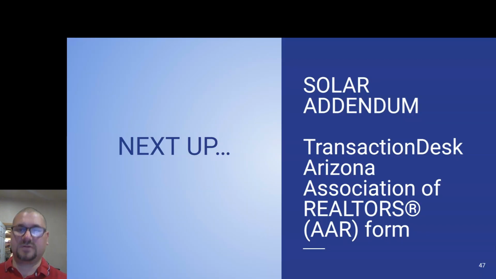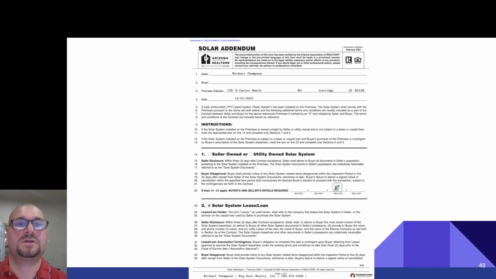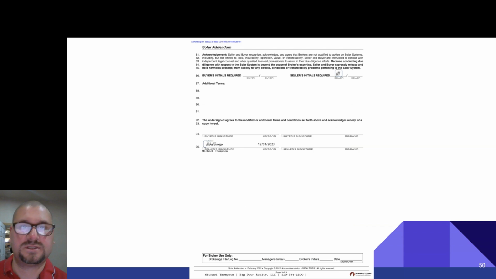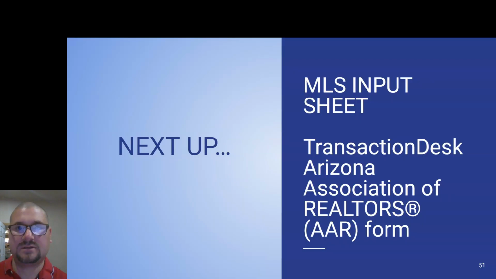Next up, we'll go over the solar addendum. If you have solar, you'll put the seller, who's the seller, the buyer, the subject property. Instructions, is it owned or is it leased? You'll check there. Solar system lease / loan. Okay, so you'll add more information here, additional terms and conditions. You'll add in your signatures.